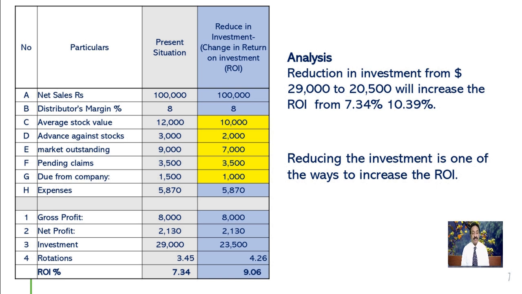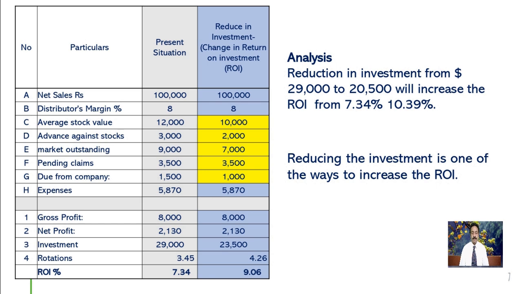You can see in the sheet, the first column is normal calculation, second is change in the investment. If you change the investment from $29,000 to $20,500, the ROI increases from 7.34% to 10.39%. $8,500 difference will make almost 2.5% increase in ROI. This is the fourth way. First one is increasing the business, second increasing the margin, third is reducing the expenses, fourth is reducing the investment. These are all the four ways we can increase ROI.